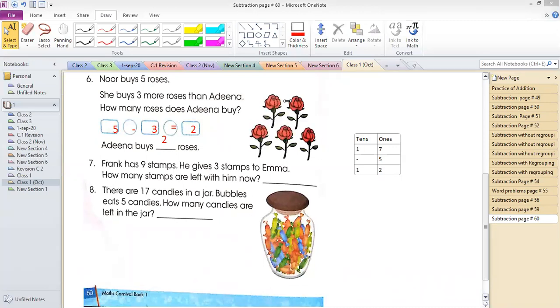Minus. What, sir? Frank has 9 stamps, he gives 3 stamps to Ima. How many stamps are left with him? Question number 7. Can you see the book? This is the question. Frank has 9 stamps. He gives 3 stamps to Ima. How many stamps are left with him? 6. Okay.